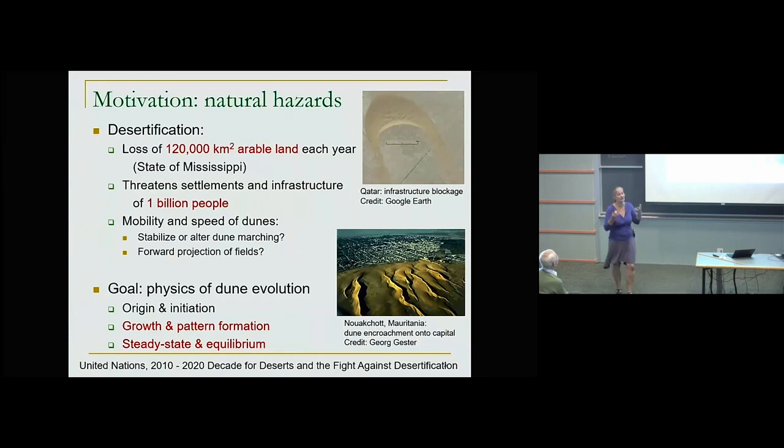So you have dry dust and sand that's being created. It forms bedforms. They march along, they threaten settlements of people living in these dry areas. And they're very interesting scientific problems that you can look at. For example, the mobility and the speed of the dunes. Can we stabilize dunes, or can we perhaps alter the direction of the dunes? Can we forward project where these dunes are going and when they will arrive at a certain area? And of course, an initial problem is the origin and initiation of dunes, but I'm focusing more on the growth and the pattern formation and the steady state situation.